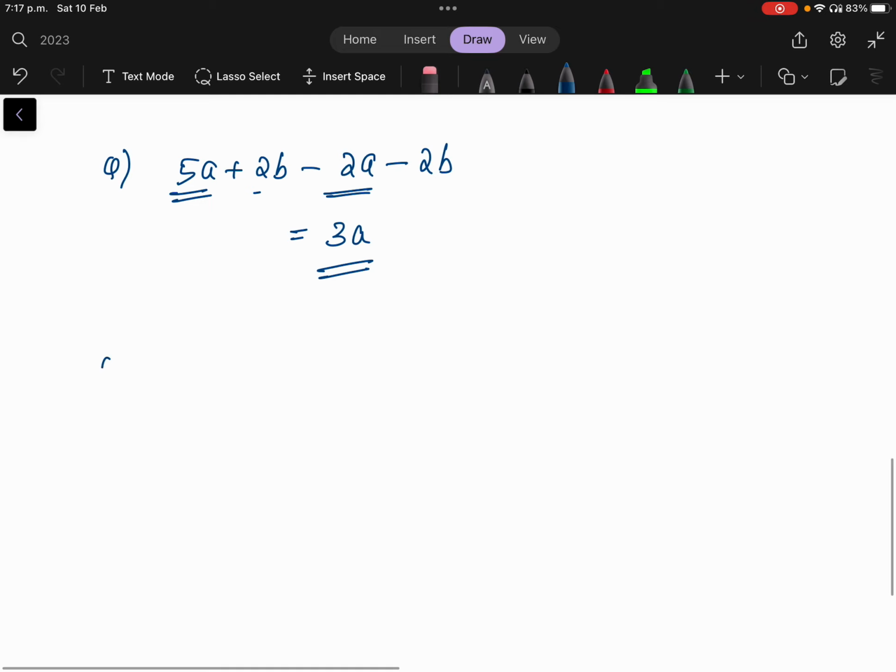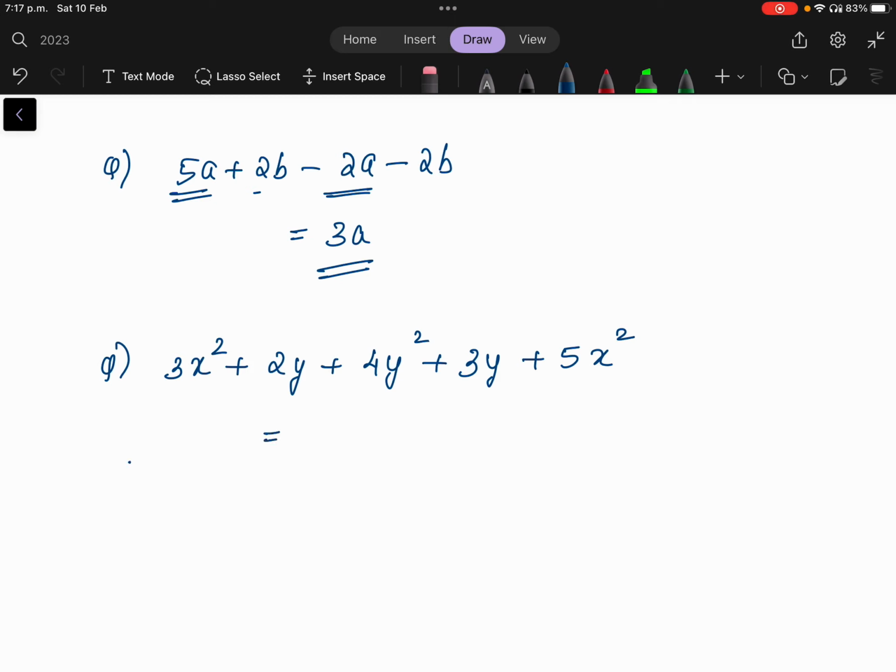Okay. Now going on to some difficult questions. So 3x square plus 2y plus 4y square plus 3y plus 5x square. In this case, how will you find the like terms? 3x square and 5x square are the like terms. So x square and x, y square and y are both different. So 3x square plus 5x square is 8x square. Then you have 2y and 3y as the like terms, so it will be 5y plus 4y square. So this is why we simplify terms.